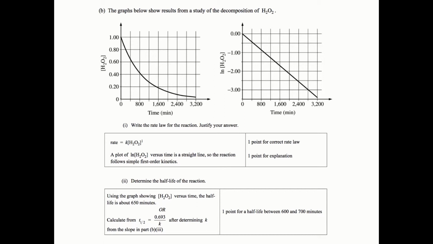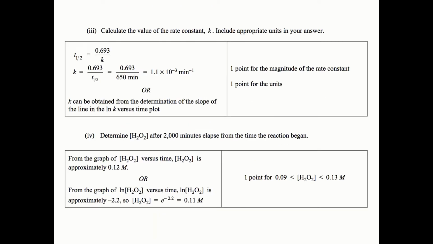Notice you get a point for saying it's anywhere between 600 and 700 minutes. Or you could look at the other graph and say, okay, since I know this is a first order reaction, I know that my half-life equals 0.693 divided by k. Well, to determine your k, you just need to find the slope of that line. Once you determine that slope, you can find your half-life. I think that's harder. Honestly, I think it's much easier to determine your half-life by just looking at the first graph.